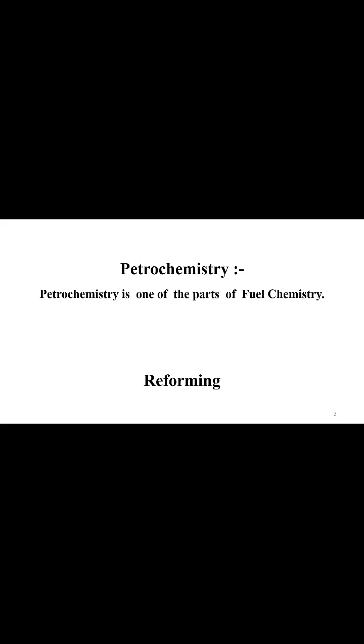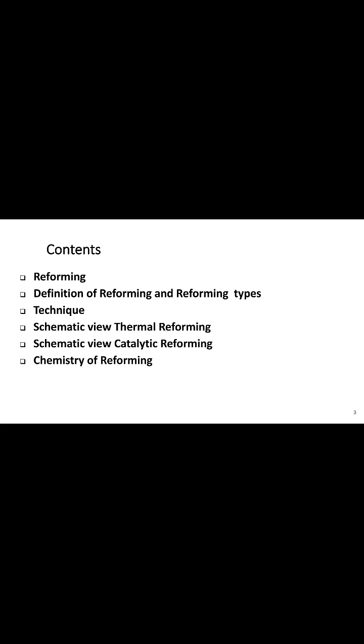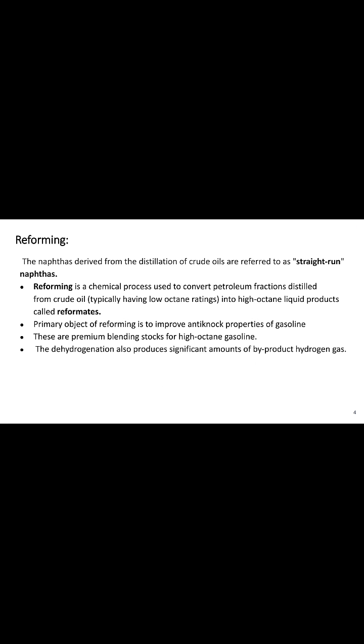Field chemistry is one of the important parts of chemistry in which I discuss reforming of petroleum. Contents: reforming, definition of reforming and reforming types, technique, schematic view of thermal reforming, schematic view of catalytic reforming, and chemistry of reforming. Reforming. The naphthas derived from the distillation of crude oils are referred to as straight run naphthas.